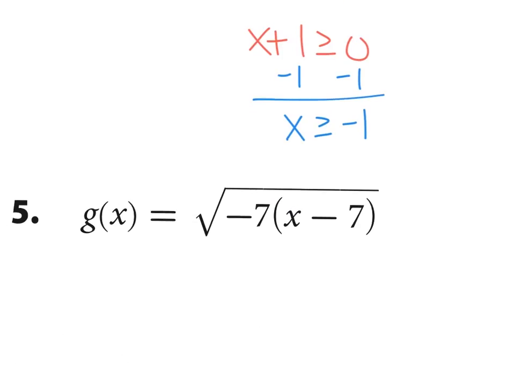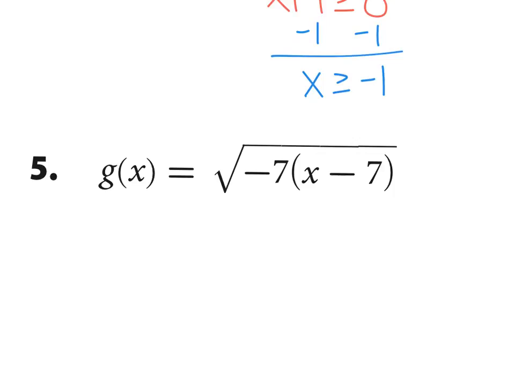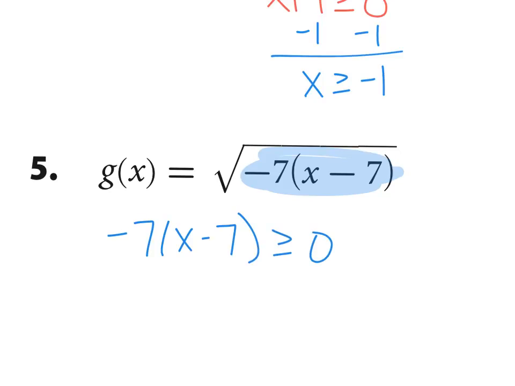Look at question 5. For question 5, underneath the radical, underneath the square root symbol, was negative 7 times x minus 7 is greater than or equal to 0. So again, same principle. We start off with what's underneath the square root symbol. We write that it has to be greater than or equal to 0, and we solve for x. How do we do that?